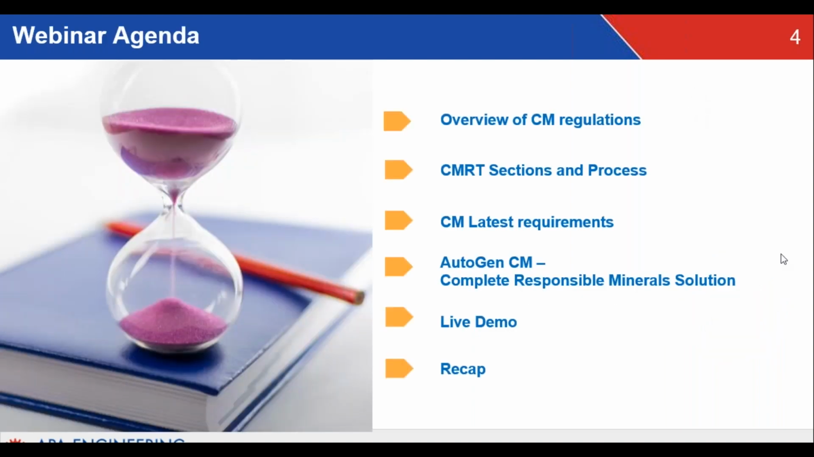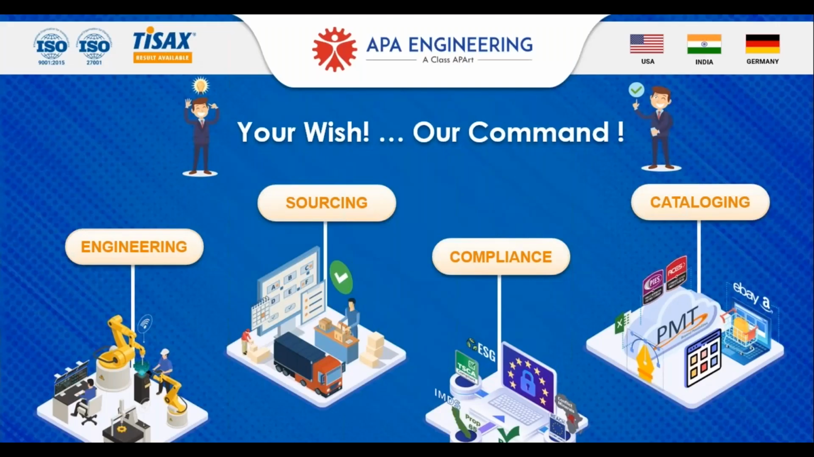And this would be our agenda for the day. So we are going to have an overview of conflict mineral regulations. We are going to see the CMRT template sections and processes. The third will be what is the latest conflict minerals requirements. Then we will move on to Autogen CM, which is a software suite for taking care of your conflict minerals regulation, followed by a live demo. Then we'll have a short recap of the session today. Moving over to the next slide.